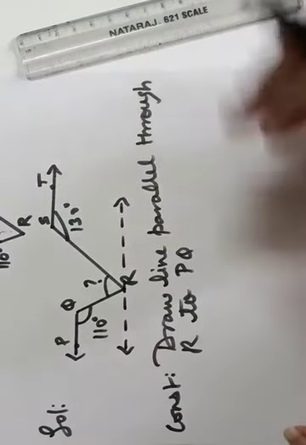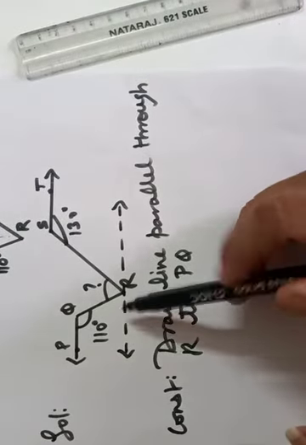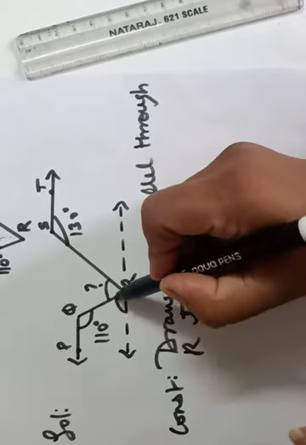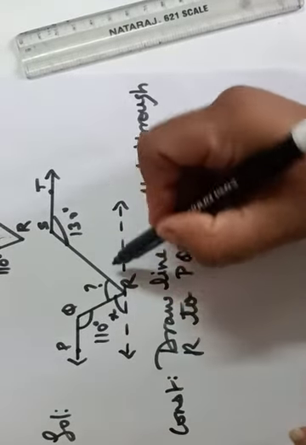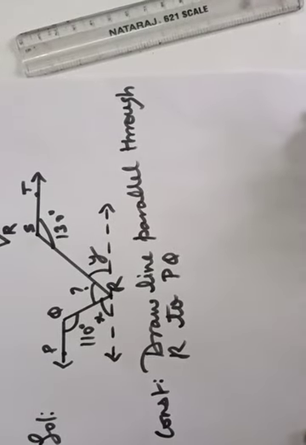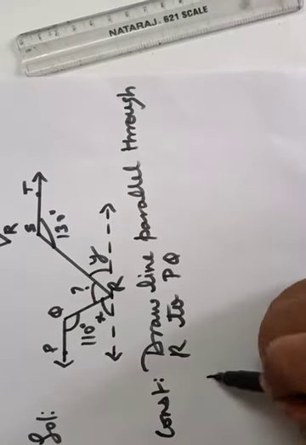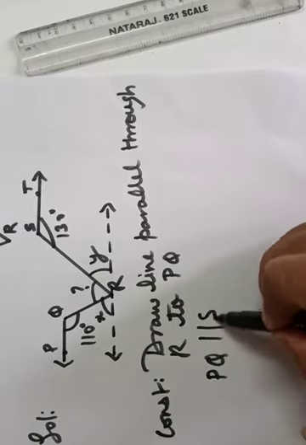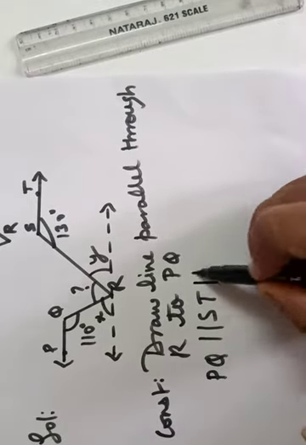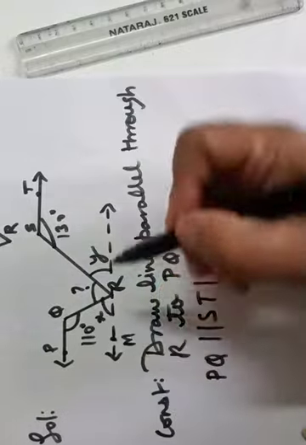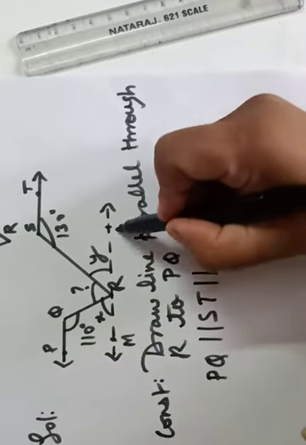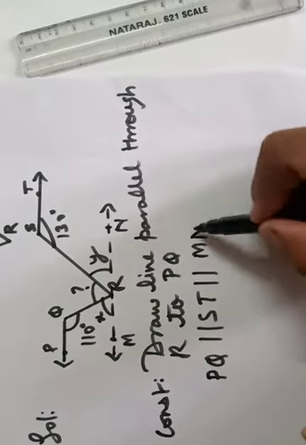Yes. So now we have this angle also. Suppose this angle is X and this angle is Y. Yes. So according to the figure, PQ is parallel to ST, that is given, and suppose this point is M and this point is N, it is also parallel to MN.